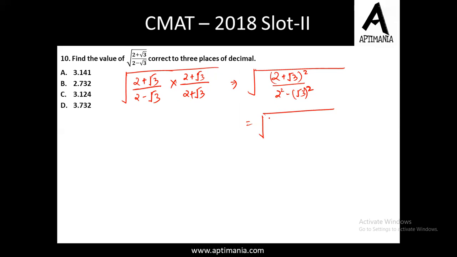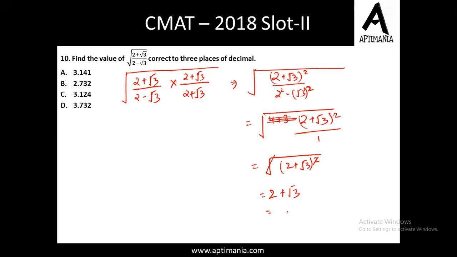On solving, it will give us 2 square is 4, root 3 square is 3 plus... okay, fine. Rather than solving this, let it be 2 plus root 3 whole square only, and in the denominator I'll have 4 minus 3, that's 1. So ultimately it will be root of 2 plus root 3 whole square. Now this square and root will get cancelled out. I'll get the result as 2 plus root 3.